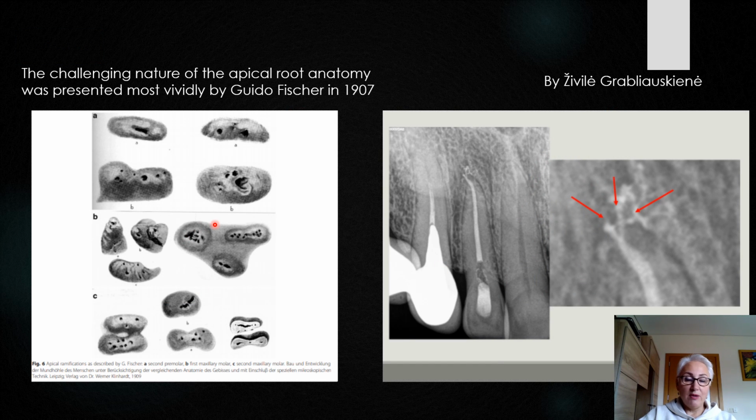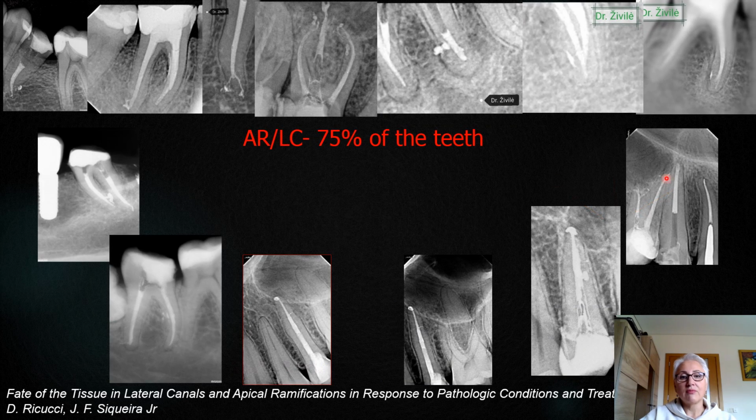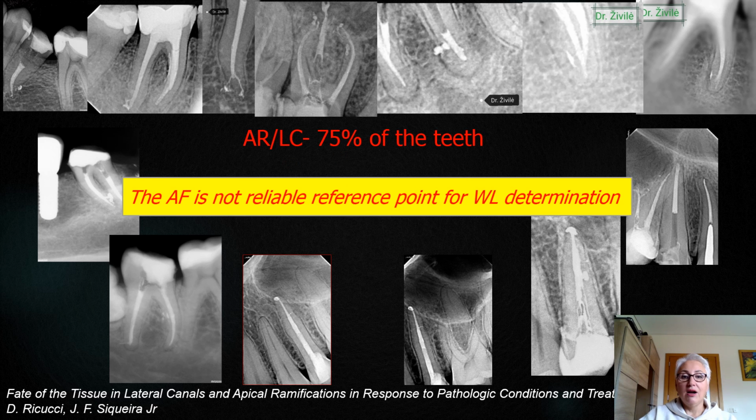And of course, we have to remember that this picture was made more than 100 years ago, and we have since found that there is not one apical foramen, but multiple apical foramina. So nowadays we are not talking about only one apical foramen. It could be 1, 2, 3, or even more. Even 75% of teeth can have apical ramifications. So the apical foramen is not a reliable reference point for working length determination.